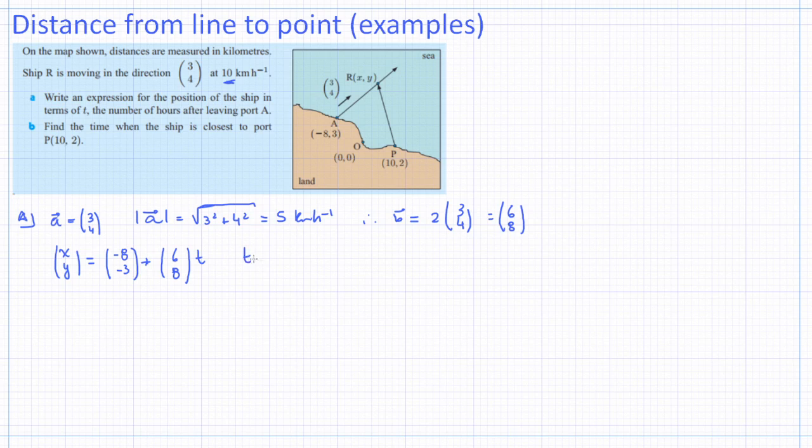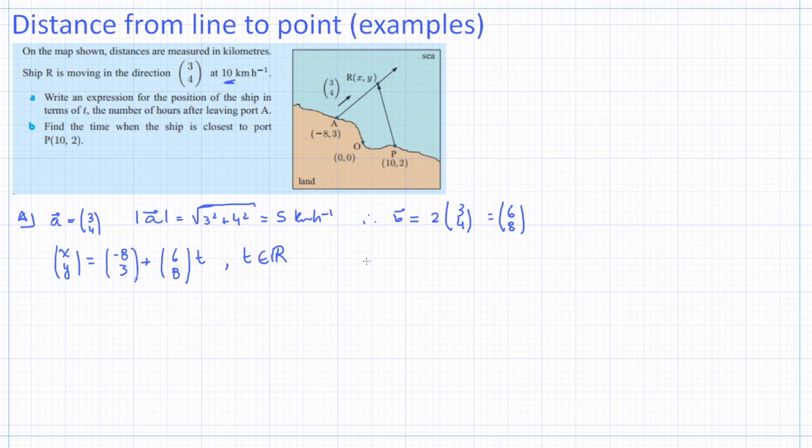And t is a real number, right? I may have 0.1, I may have 0. If it's 0, again, x and y will be -8 and, oh, this is positive, so -8 and 3, right? If my time is 1, then I'll add 6 to x, that's going to be -2, and I'll add 8.